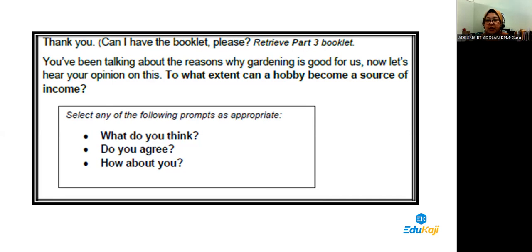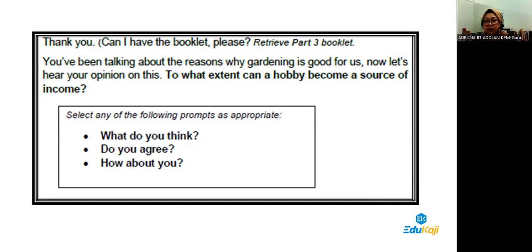For those who are able to understand the word extent, you might answer the question like this. To what extent can a hobby become a source of income? In my opinion, to the extent that some would give up their job and become a full-time farmer and later make it into a business. So that's what the word extent can be, if the student is able to answer the word extent on their own.